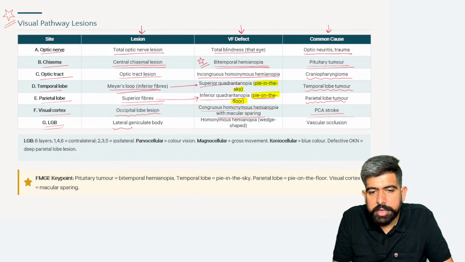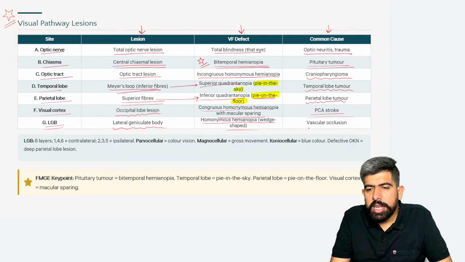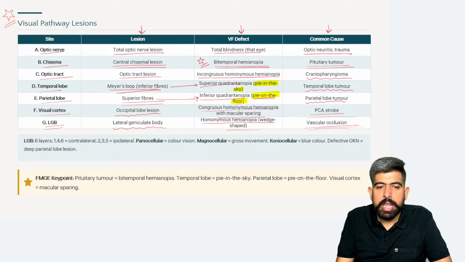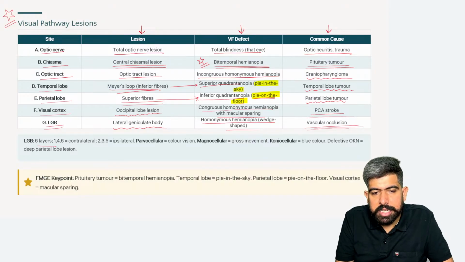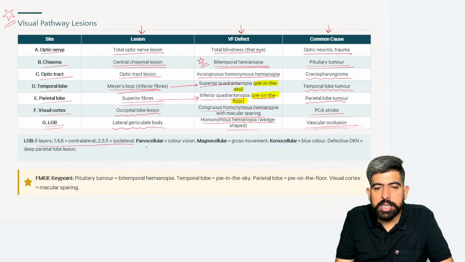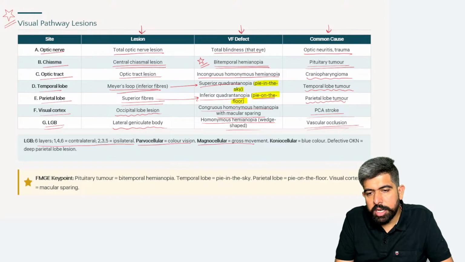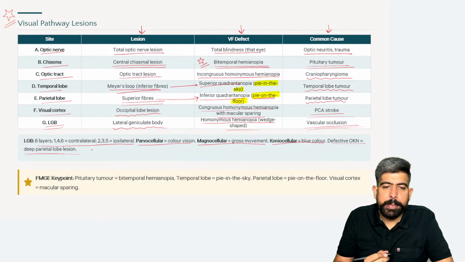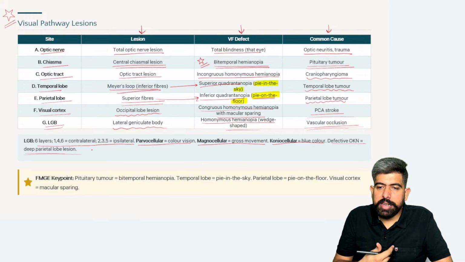The lateral geniculate body is having the homonymous hemianopia, which is wedge shaped, and this can be seen in vascular occlusion. The vessel occlusion causes will be seen. Remember, the lateral geniculate body has 6 layers. 1, 4, 6 are the contralateral, and 2, 3, 5 are the ipsilateral, right? The parvocellular is the color vision, and magnocellular is gross movement, and koniocellular is the blue color. The defect will be seen in a deep parietal lobe lesion, right?